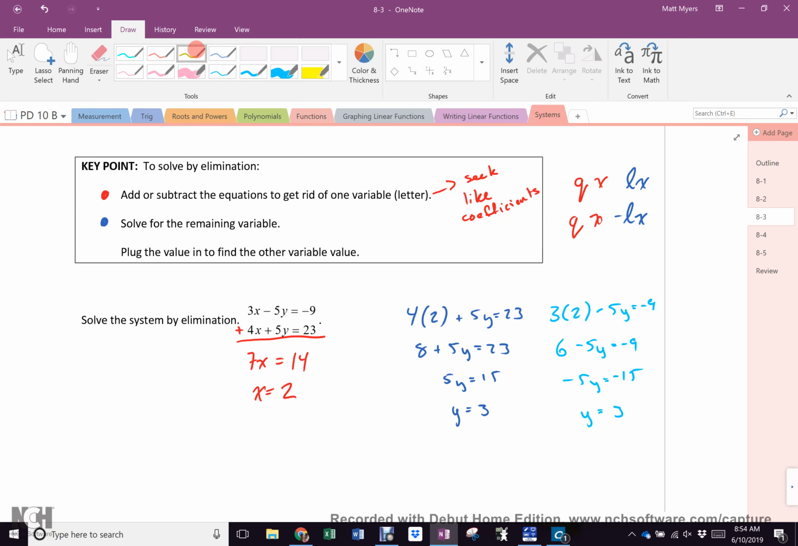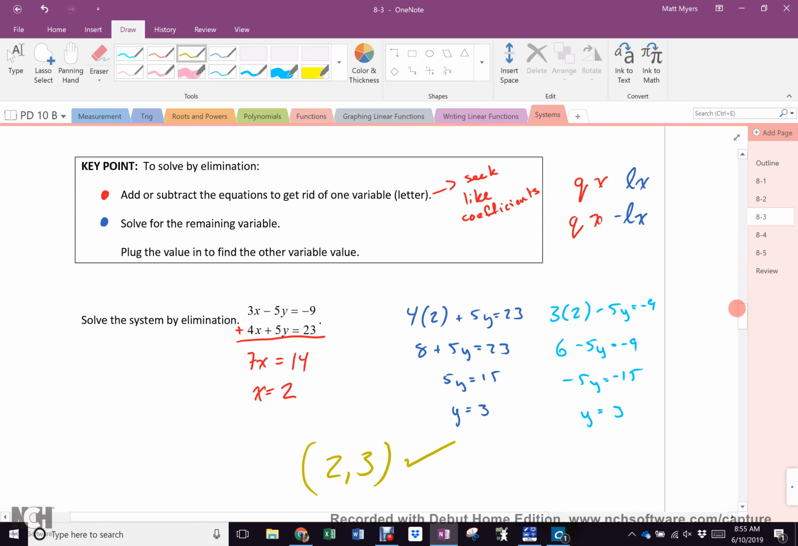Am I right? So I have the answer. What is it? 2, 3. Can I check? Yes, I can. Is 6 minus 15 negative 9? Is 8 plus 15 23? So we're right. Everybody good? Easy peasy, lemon squeezy, yeah?